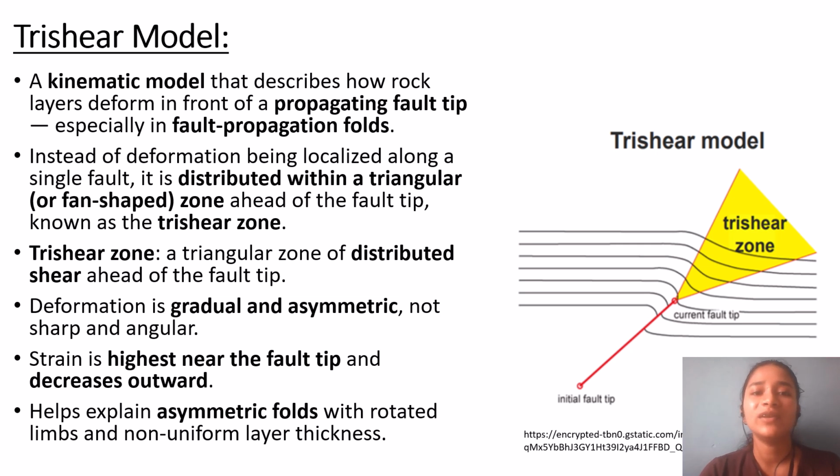Talking about the fold symmetry, in the kink band model it's often symmetric, in fault bend fold it's sharp limbs, and in tri-shear it is asymmetric folds. And if we talk about the layer thickness, this is uniform in kink band folds and also uniform in fault bend folds, but in tri-shear it varies across the fold.